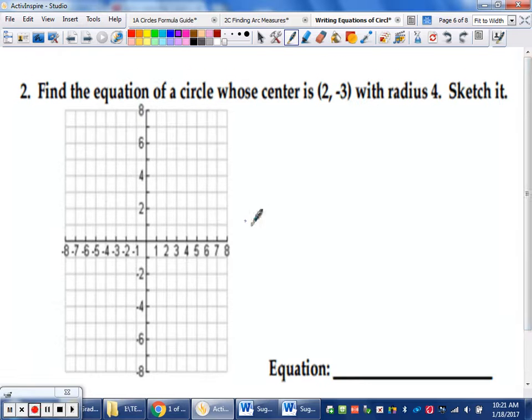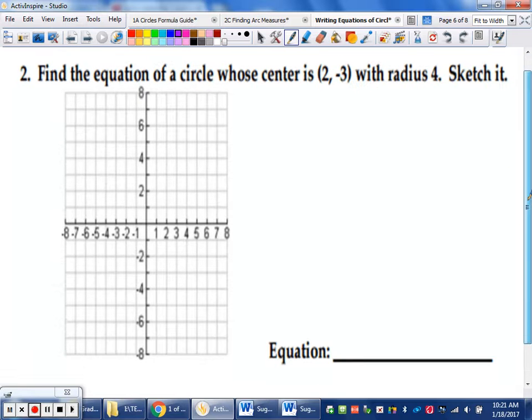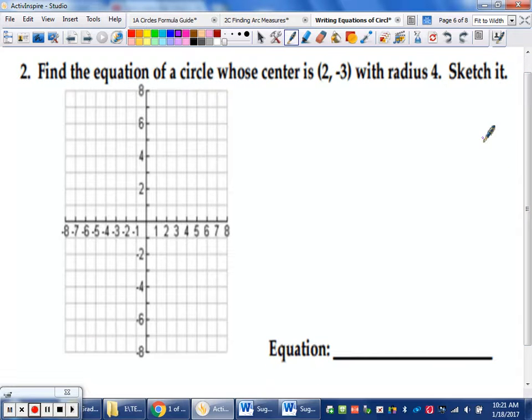Let's try another example. Now they give us find the equation of a circle whose center is 2, negative 3, so that's my h and my k, and the radius is 4, so there's my r. And they also say to sketch it. We can sketch it later. We don't really need to do that. We had that practice yesterday. So we're not going to worry about the sketching. We're just going to worry about getting the equation.